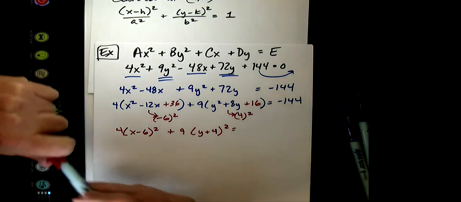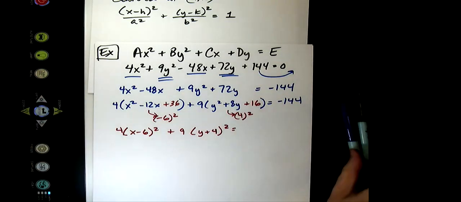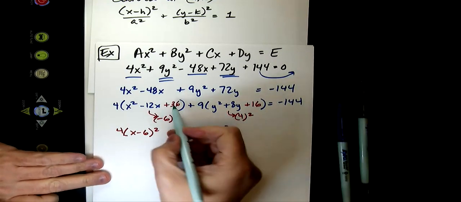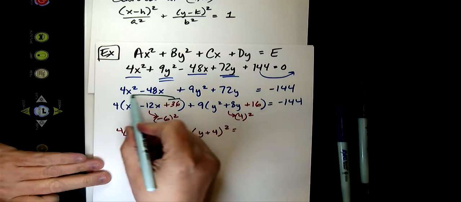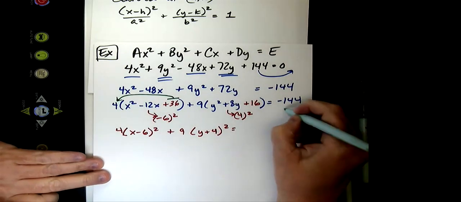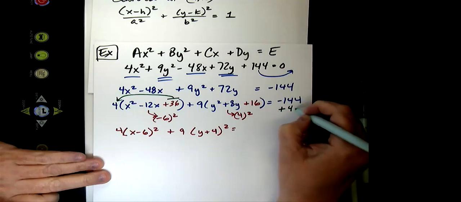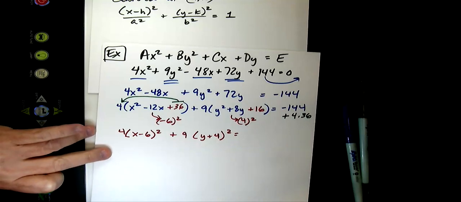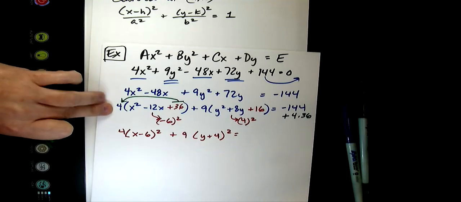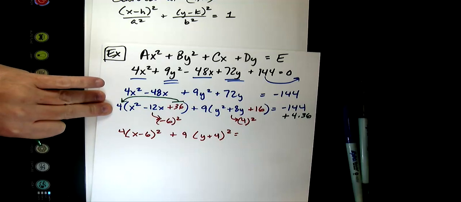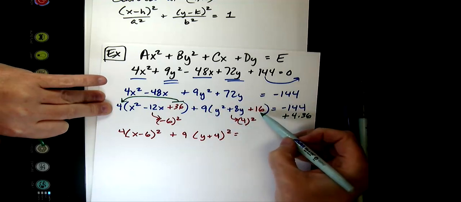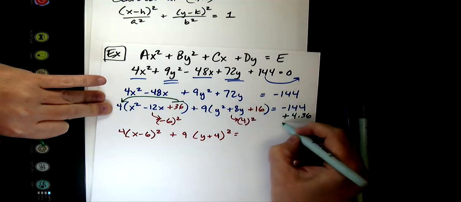And now this is the part that y'all aren't going to like. Luis already said he didn't like it when we did it with a single one. We added 36 here, but the 36 is multiplied by 4. So we added 4 times 36 on the left, and we've got to add 4 times 36 on the right. Doing the same thing here, we didn't just add 16, we added 9 times 16.